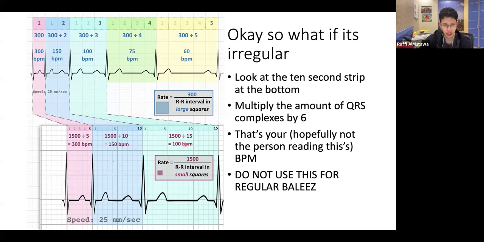What if it's irregular? Like for example, let's say the QRS complexes, you have 1 after 5 small boxes and 1 after 5 large boxes, because you have arrhythmias which have irregular rhythms. You look at the rhythm strip. The rhythm strip is 10 seconds, so that's a guarantee. After you look at the rhythm strip, you see how many QRSs are in that rhythm strip, and then you multiply that by 6. Is it the most accurate thing? Not really, but it's accurate enough for us, as physicians, to make an assessment. Again, don't use this for the regular. For the regular, do the math or look at this graph.